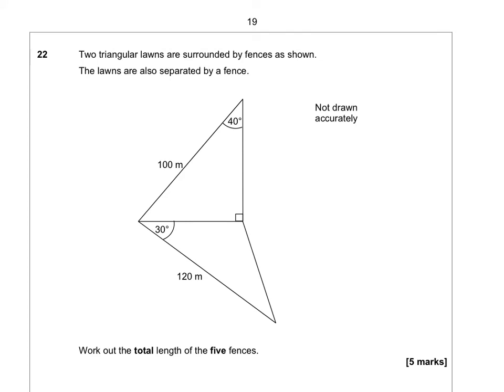Question 22. Two triangular lawns are surrounded by fences as shown. The lawns are also separated by a fence. Work out the total length of the 5 fences.